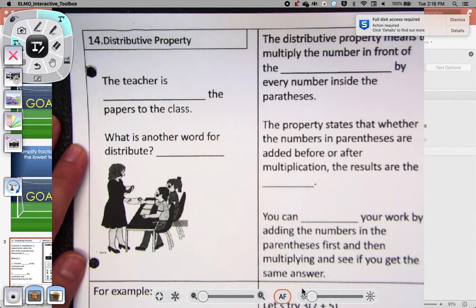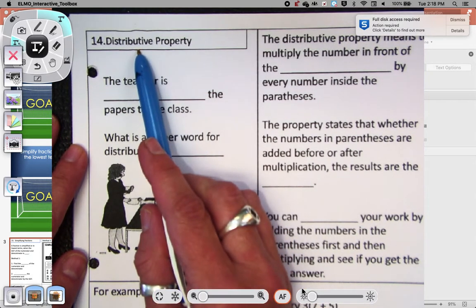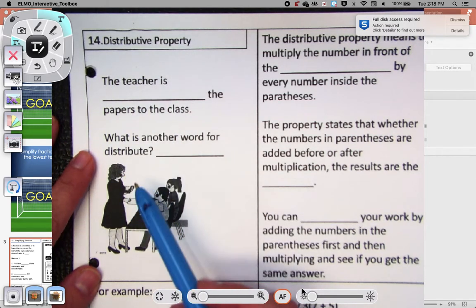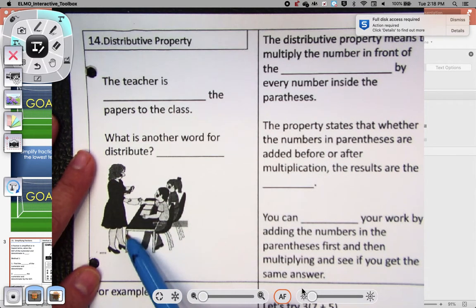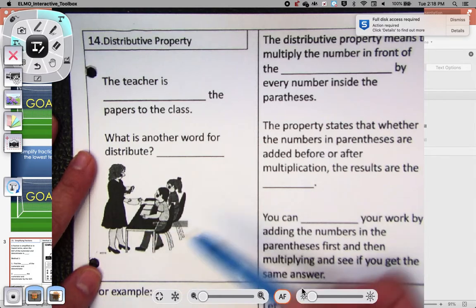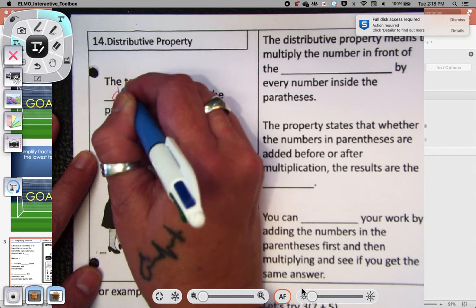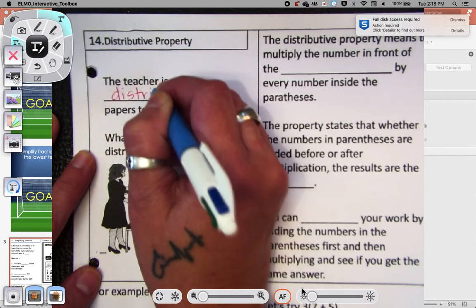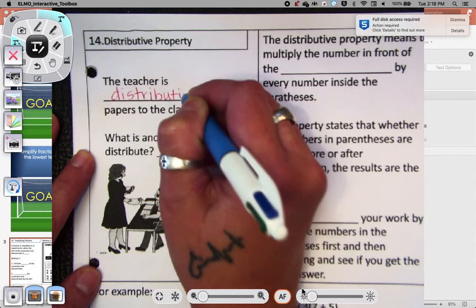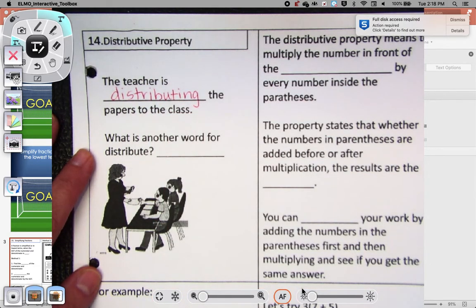Mathletes, today we are going to talk about the distributive property. Look at the picture here. Think to yourself about what the teacher is doing. The teacher in this picture is distributing the papers to the class. So think to yourself, what is another word for distribute?